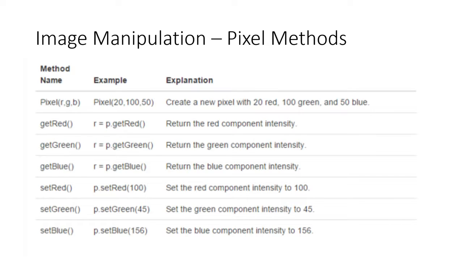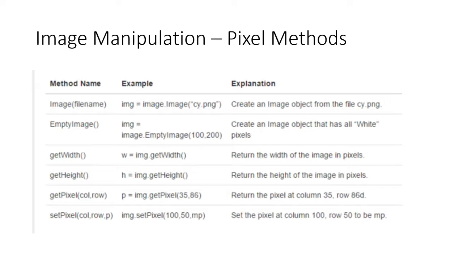To manipulate an image, once an image is loaded in, you can use this list of methods as a reference to figure out what you can do. So you can reference an individual pixel and get its red, green, or blue values, or set its red, green, or blue values. If you want to manipulate full image files, this is a list of methods you can use. And these references are found in your textbook as well.